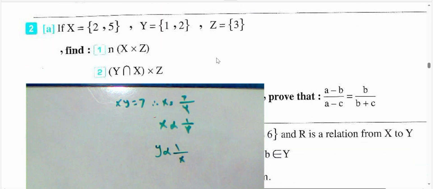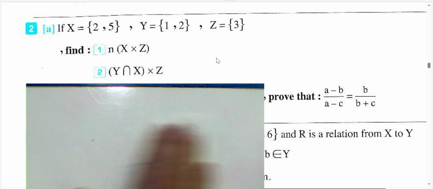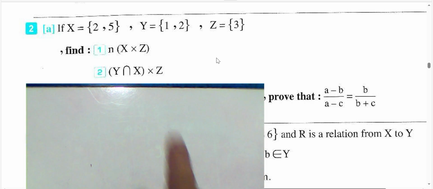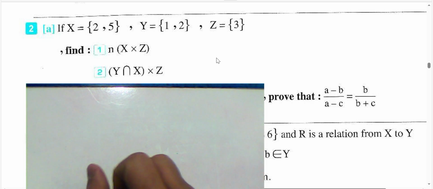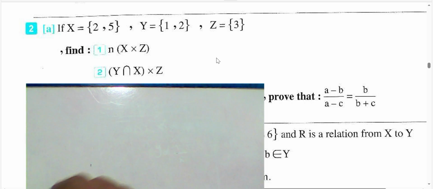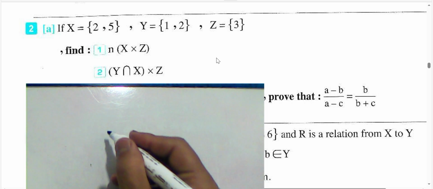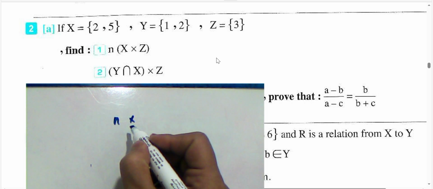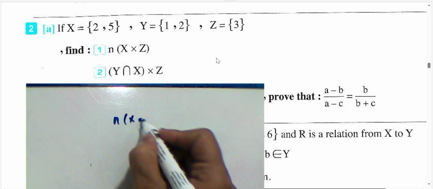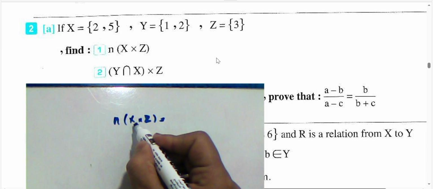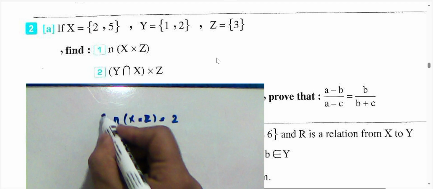We have set x and set y. He wants to find the number of elements, or ordered pairs, in the Cartesian product between x and z. We can write the answer here by multiplying the number of elements in x. We have 2 elements in x, and z has 1 element, then 2 times 1 equals 2. The number of elements in the Cartesian product between x and z equals 2 times 1 equals 2.